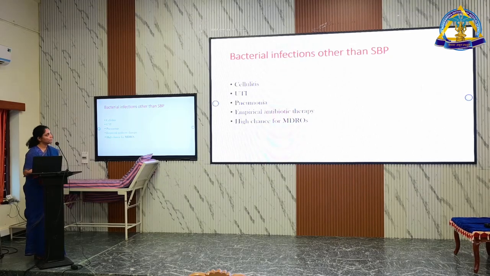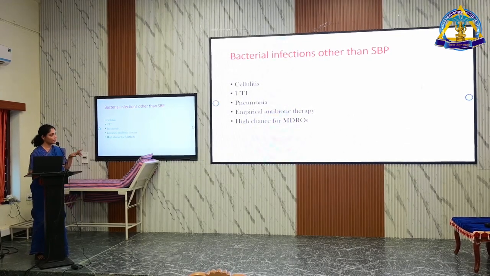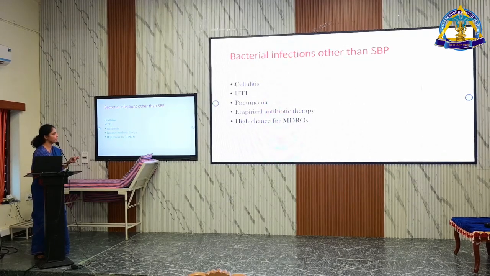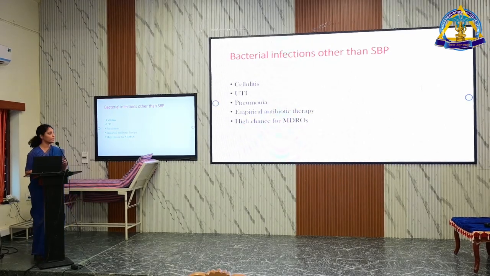Then, as we said, the liver is very important for the innate immune mechanisms, so we should definitely watch out for bacterial infections other than SBP. What are the common ones? There are 3 common infections which come in cirrhosis patients: cellulitis, UTI, and pneumonia. So always start empirical antibiotic therapy. It can also be according to the institutional preferences or the MDROs.